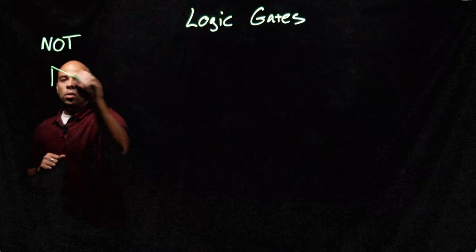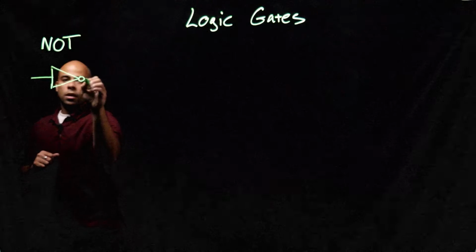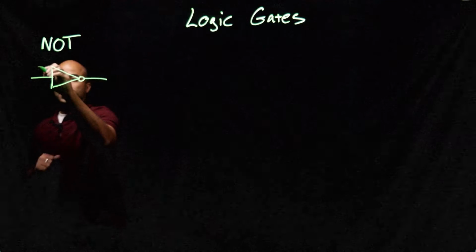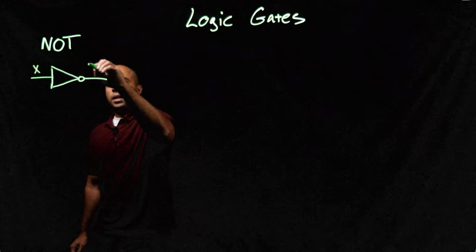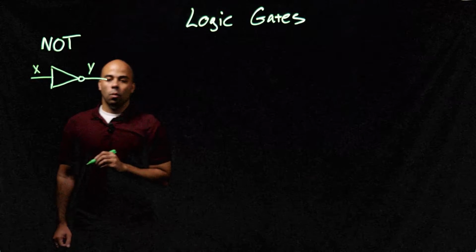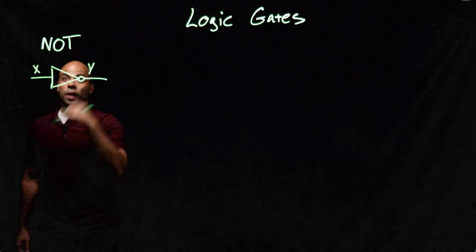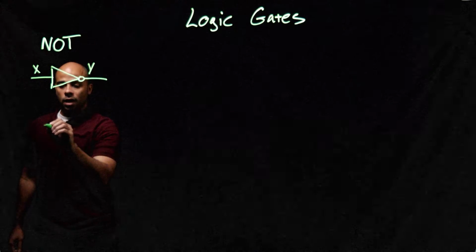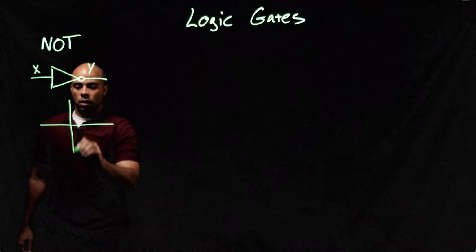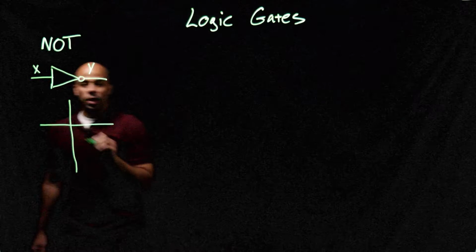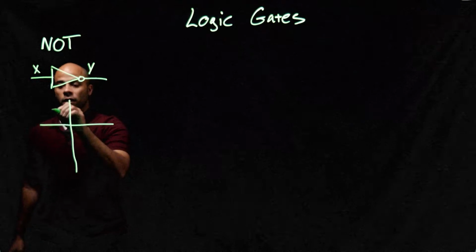Here is the symbol that's commonly used for an inverter. Now the inverter has a single bit input, we'll call that X, and a single bit output that we'll call Y. And if we want to look at the operation that the inverter does, we can see that via a truth table. So I'm going to draw out a truth table and list every possible combination of inputs and outputs.